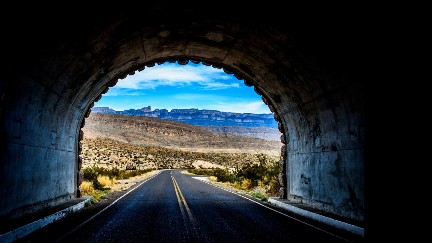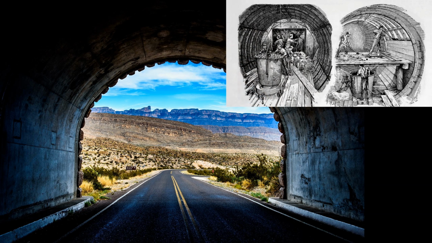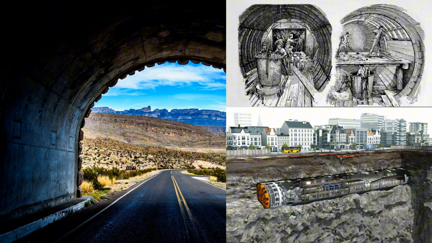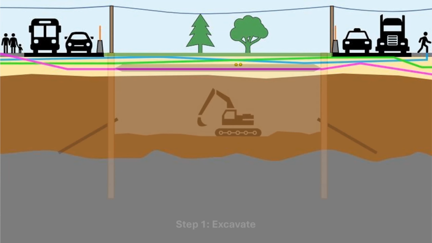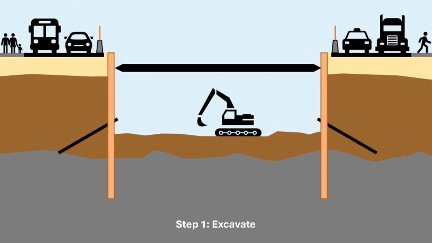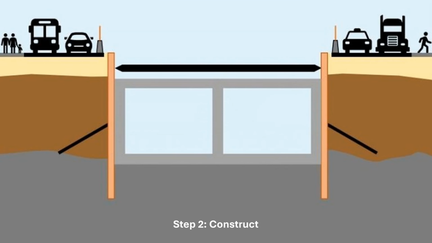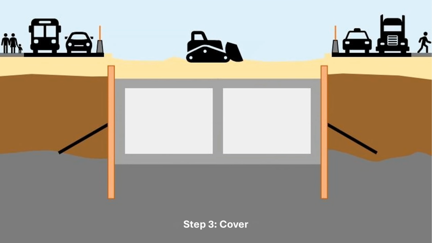Now, a classical example of design pattern is about tunnels. Humans have been digging or constructing tunnels over centuries, but the basic form has remained the same. And it's a three-step process. First, you do the excavation. Second, you construct the tunnel structure. And third, you fill or cover it up. And this pattern is called cut and cover.